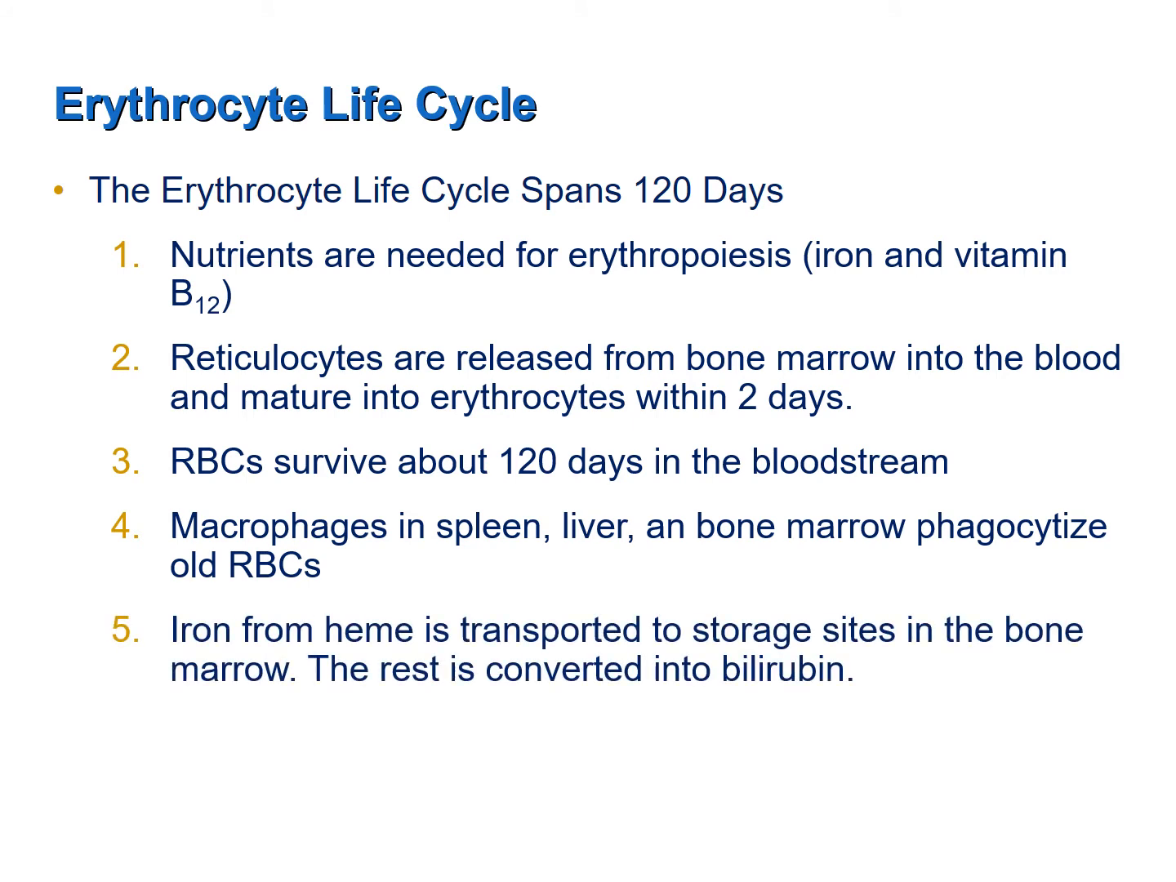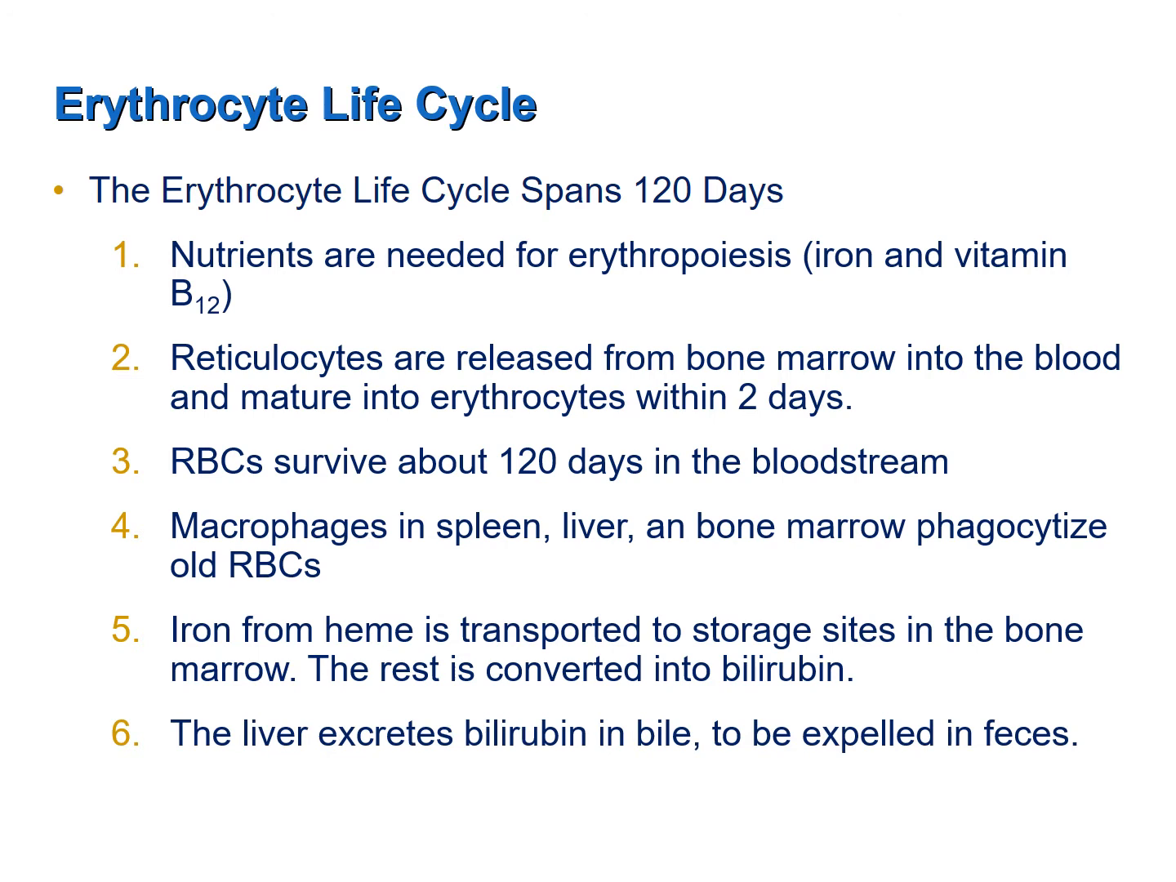The iron component of heme is transported to storage sites in the bone marrow, liver, and spleen for recycling and incorporation into new hemoglobin molecules. The non-heme components are metabolized to a substance called bilirubin, and bilirubin is removed from the blood, incorporated into bile, and then secreted into the intestines to be incorporated and expelled by the feces.